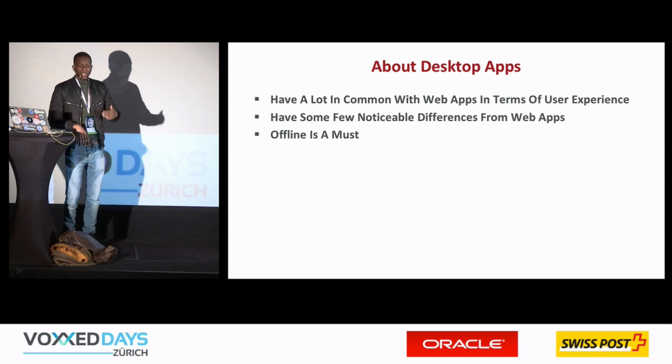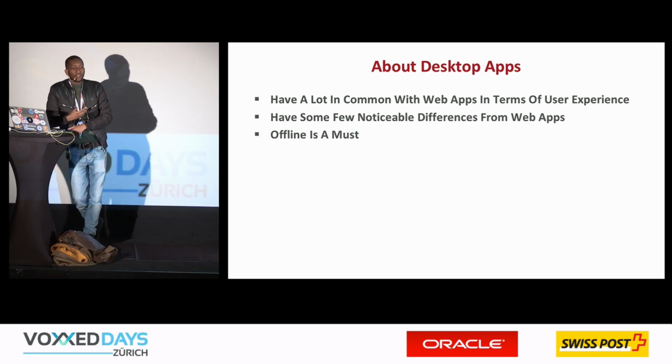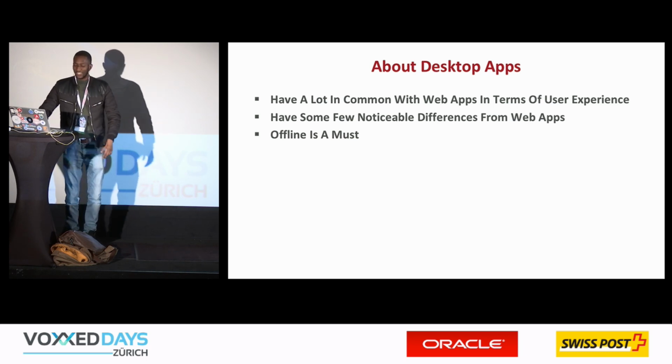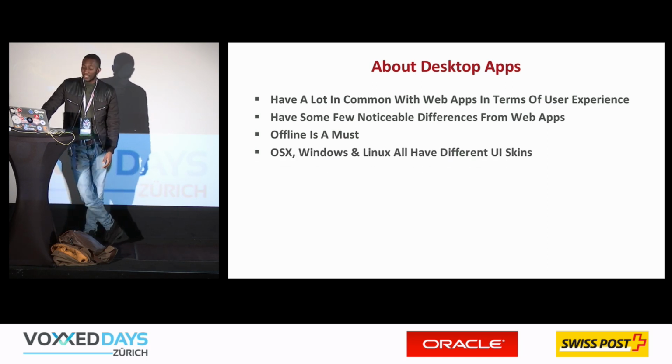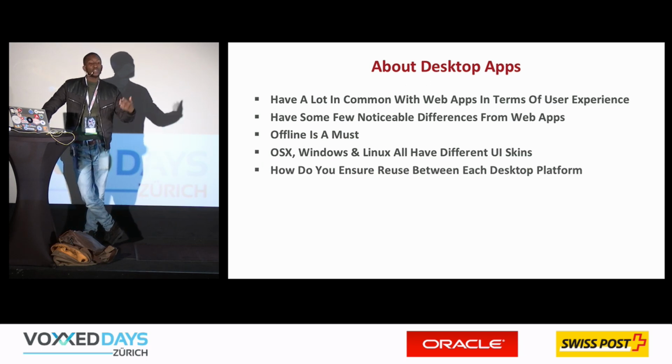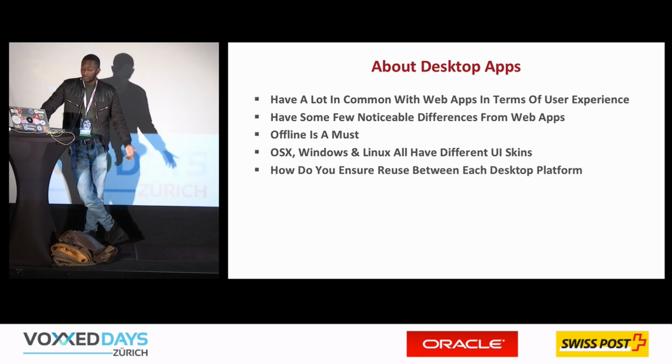Offline is a must. Imagine if Photoshop would not work if you didn't have internet. Imagine if Chrome would not work if you didn't have internet. That would really be cool. Chrome not working if you didn't have internet. Don't pay attention to me. And they all have different skins, like I said. So how do you ensure reusability on this level? Okay.